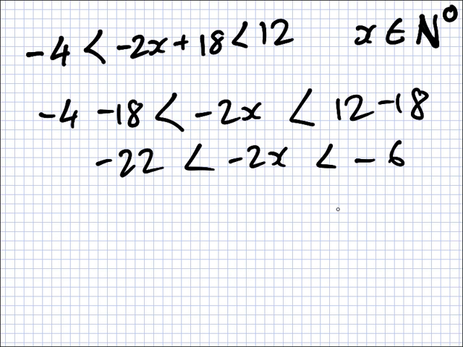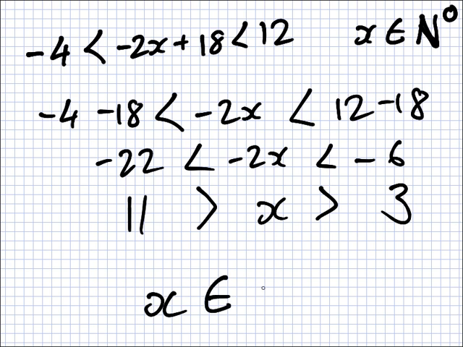What should I do next? Divide everything by minus 2. So this becomes 11 and this becomes 3 and this becomes x, but they get flipped around because you're dividing by minus 2. So in set notation, what would you say the answer is? X belongs to the set. Open bracket, 3, 11. 3 to 11. Here we're saying x is smaller than 11 and x is bigger than 3.